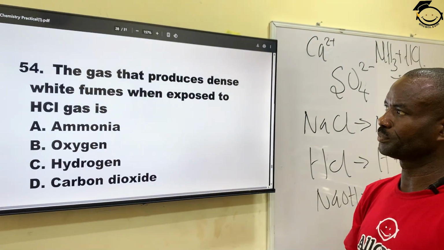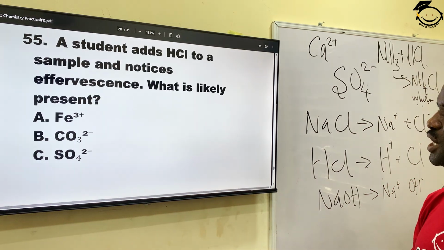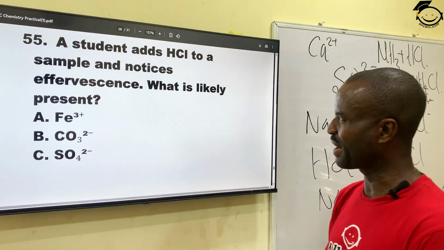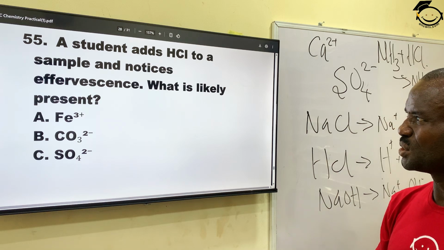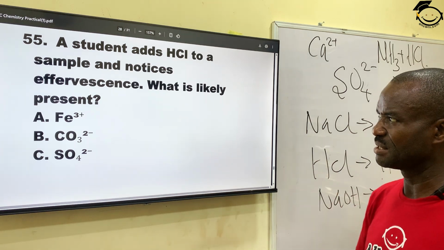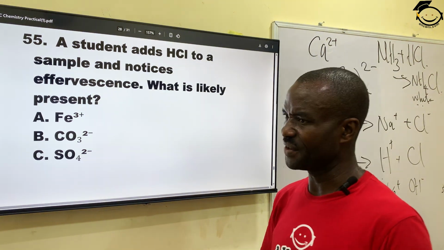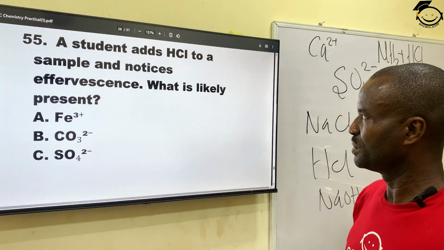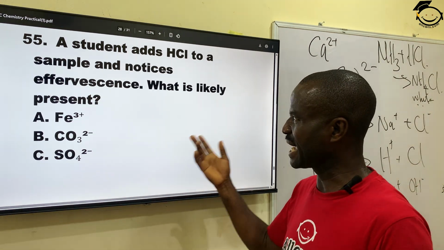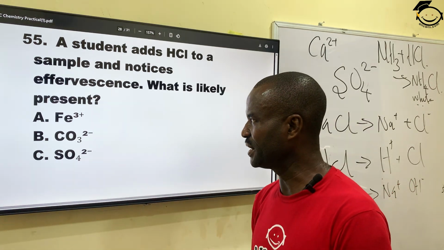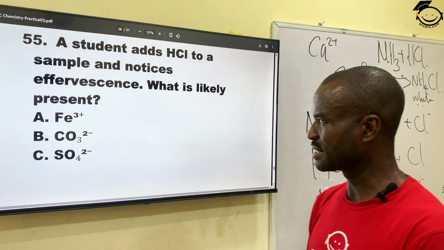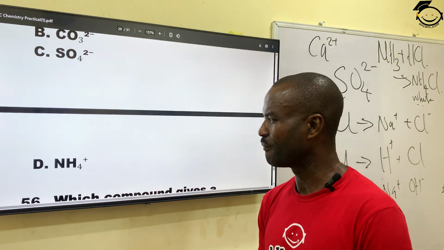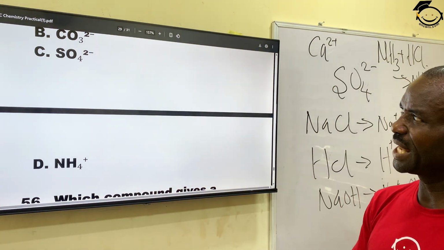55. A student adds hydrogen chloride to a sample and notices effervescence. What is likely to be present? Effervescence is a gas produced when you react certain reagents together. So when you react HCl with a particular sample, you have effervescence. What is likely to be present? A. Iron 3. B. Carbonates. C. The substance is likely to be a sulfate. Then D. Ammonium. The correct answer is carbonate.